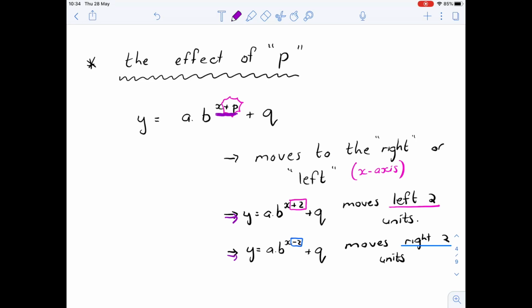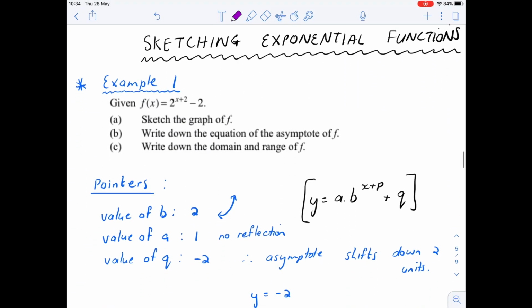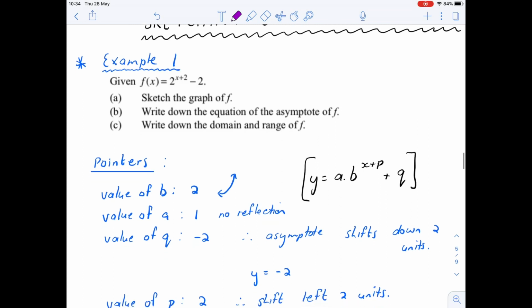But once again, when you actually sketch the graph, it doesn't really affect it. It's just that you need to know that if we then change this graph with a move to the right or move to the left, that is what gets affected. The p gets affected. Okay, now let's move on to actually sketching some of them. So we look at the first example. f of x equals 2 to the x plus 2 minus 2. We're going to sketch this graph.